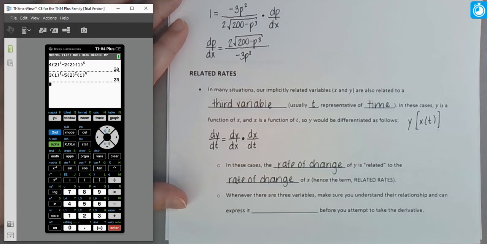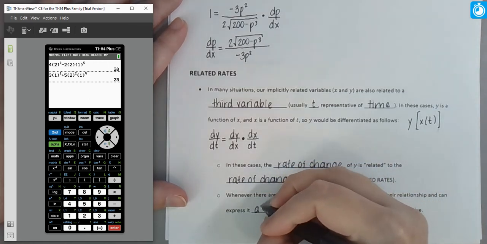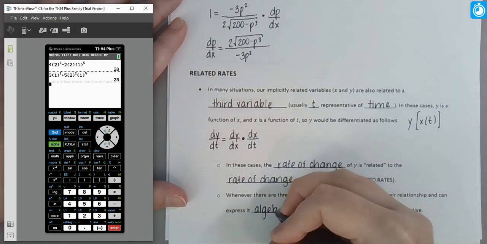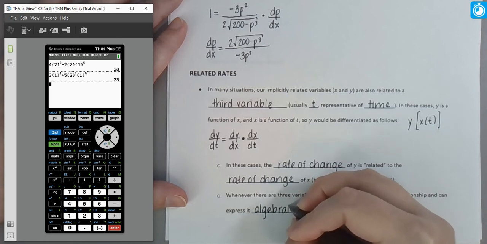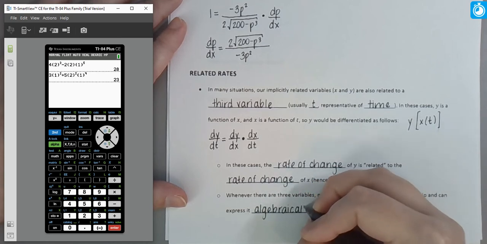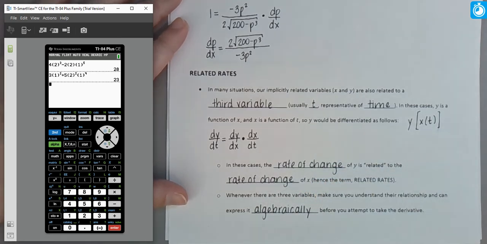Understand how these variables are layered, what's truly the input, what's truly the output, and make sure that you can express it algebraically, just like I did above. Because in order to differentiate correctly, you have to understand how these variables are related. You have to understand their algebraic relationship. Once you know what that relationship is, then you can take the derivative.